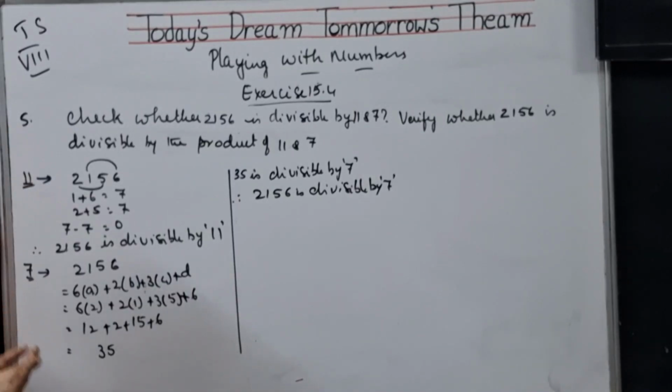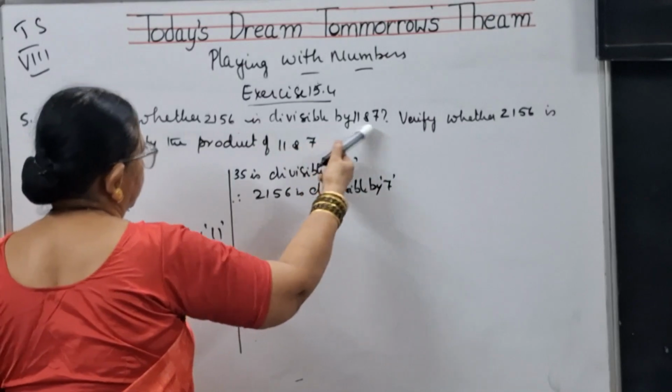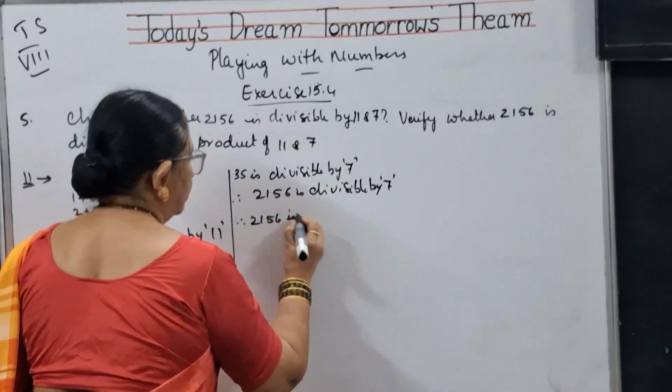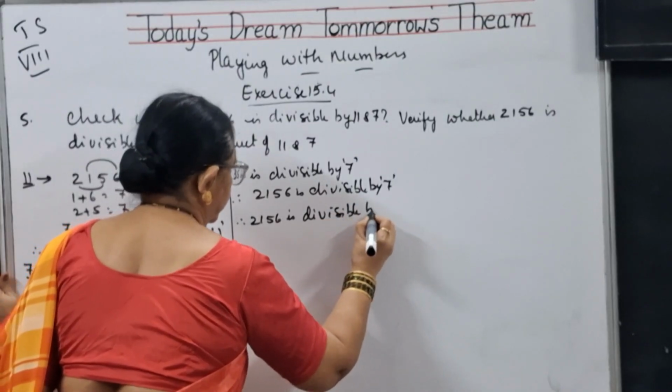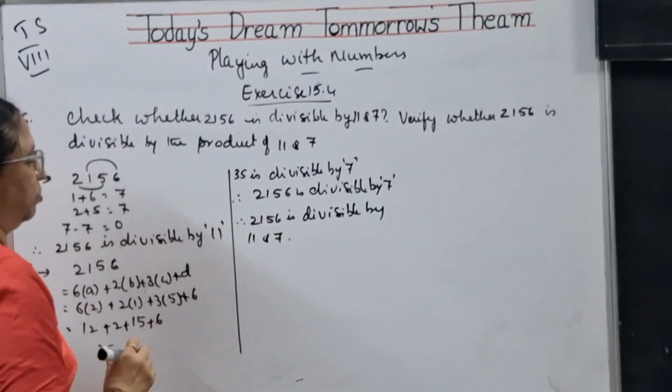and also the divisibility property for a big number. So please remember them, because usually children forget the divisibility properties of 11 and 7. Don't forget them, children. So check whether this is divisible by 11 and 7. Therefore 2156 is divisible by 11 and 7. This we have proved.